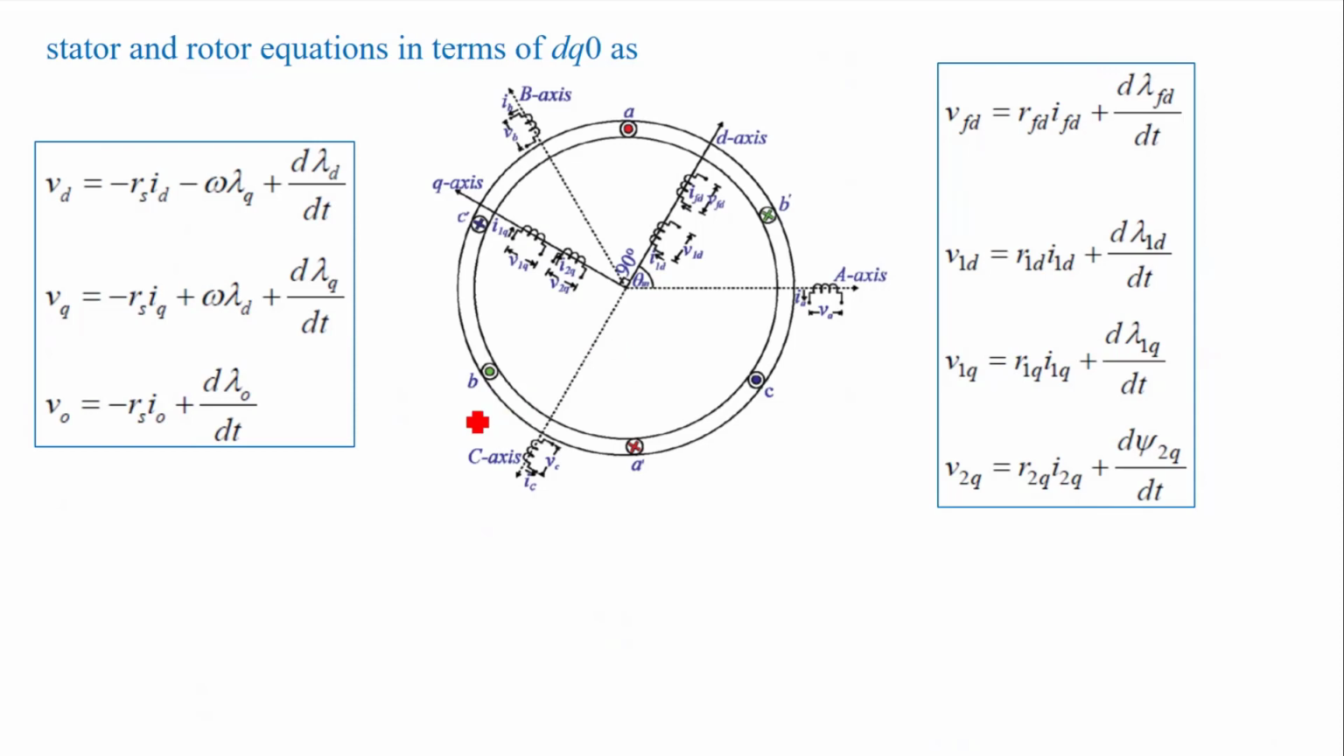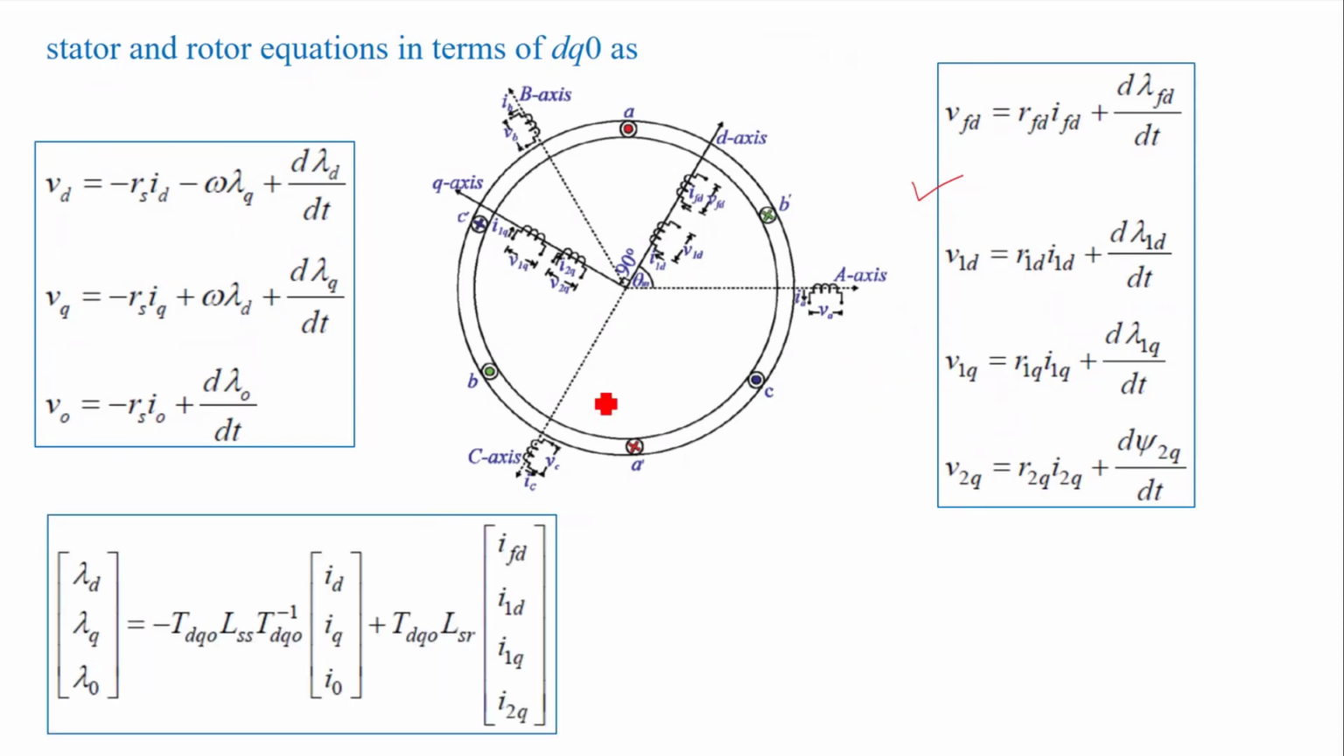Then your VFD and V1D, V1Q, V2Q are already in the DQ frame, because they are constant DC quantities in the DQ frame of reference. Under steady state condition, the rotor is rotating at the synchronous speed. So this is how the rotor voltage equation will remain the same as it is.